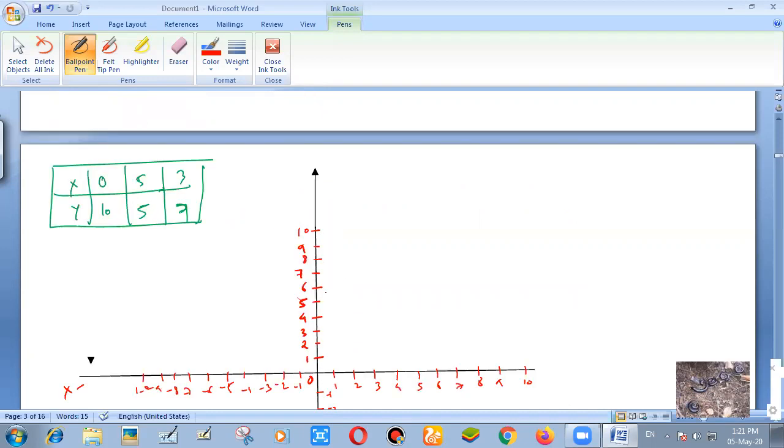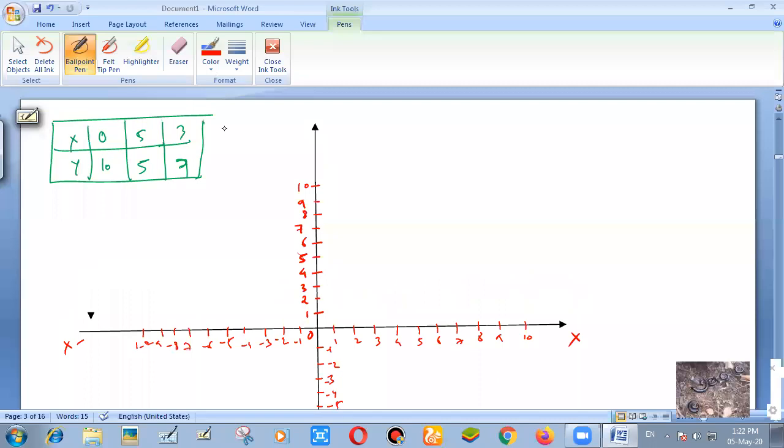Now see, what is the first value? 0 and 10, yes or no? That means x will be 0 and y will be 10. So it will be the first point. Next is 5 and 5, so it will be approximately here. Then next is 3 and 7. So 3 will be here and 7 is here. Now join these three points. Let me join the line.